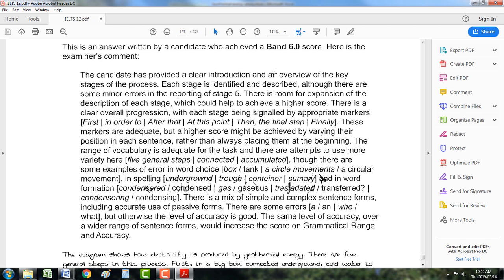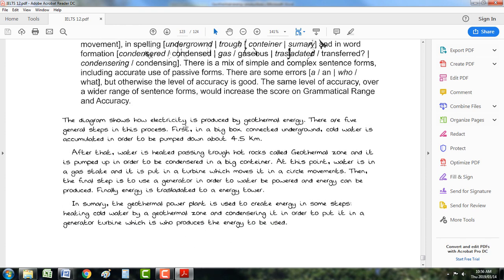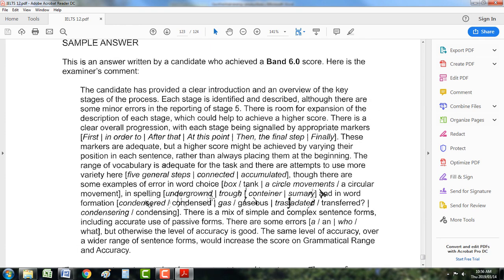Candidate, clear introduction and an overview of the key stages. Please notice the key stages. So you want to put the stages, the key stages, in your overview. Each stage is identified and described. Great, we did that. There are some minor errors in reporting. Okay. There is room for expansion of the description of each stage, which could help, okay, to achieve a higher score. Yes, okay, but that's if you're writing very quickly and you have enough time. Because this, I counted, this is 140 something words, so it's enough.